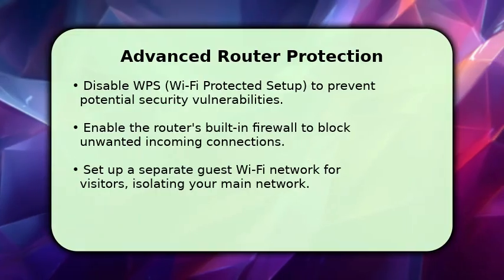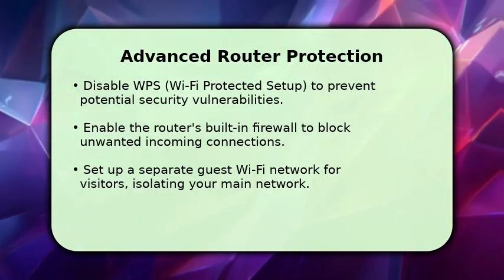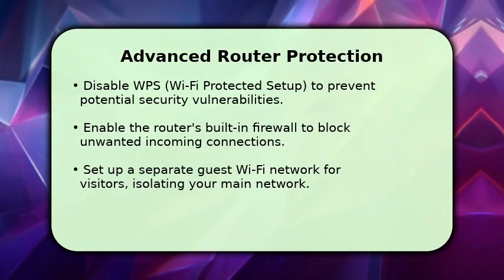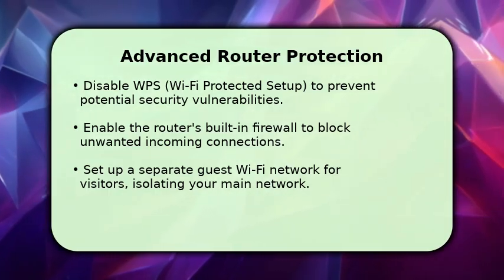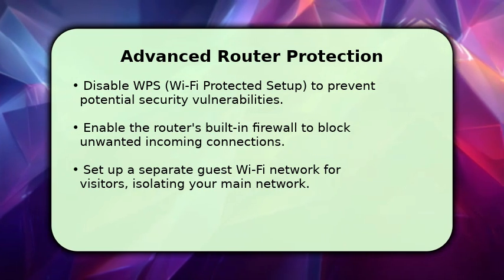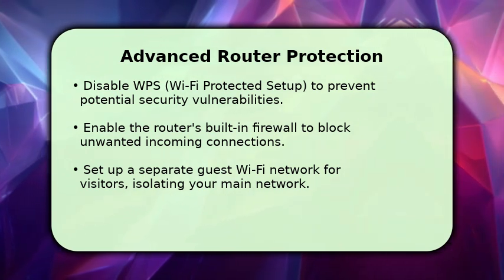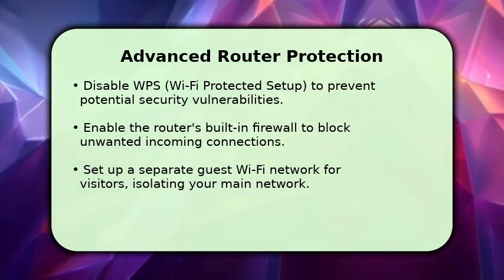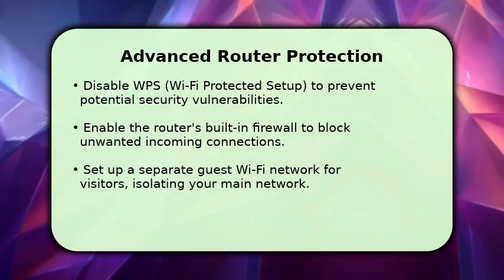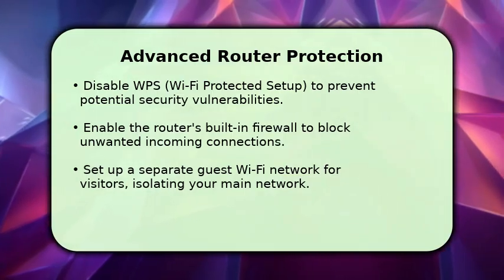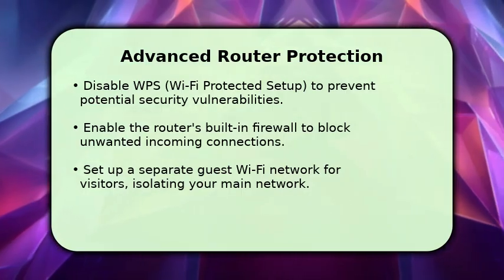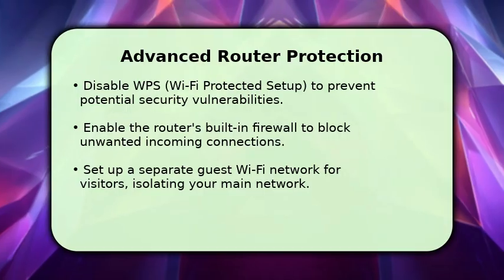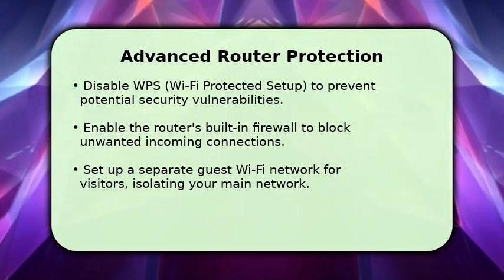It's highly recommended to disable WPS, or Wi-Fi Protected Setup, as it can be a security vulnerability. Next, activate your router's built-in firewall. This acts as a barrier, blocking unauthorized access attempts from the internet. For visitors, consider setting up a separate guest Wi-Fi network. This keeps your main network and all your personal devices isolated and secure from external access.